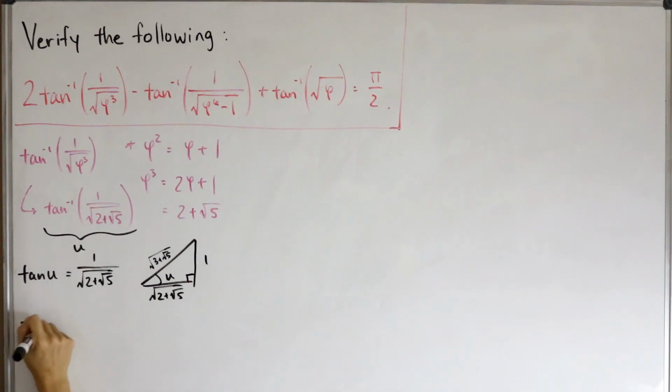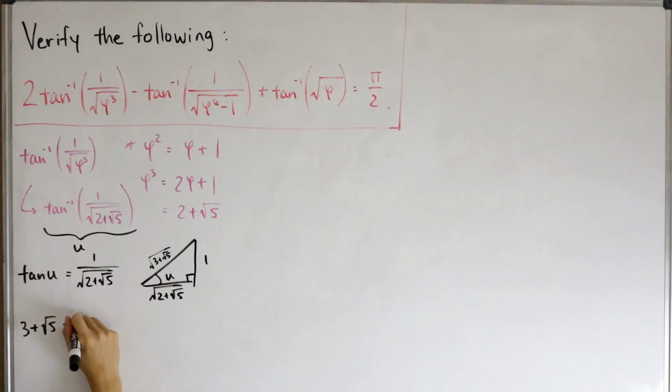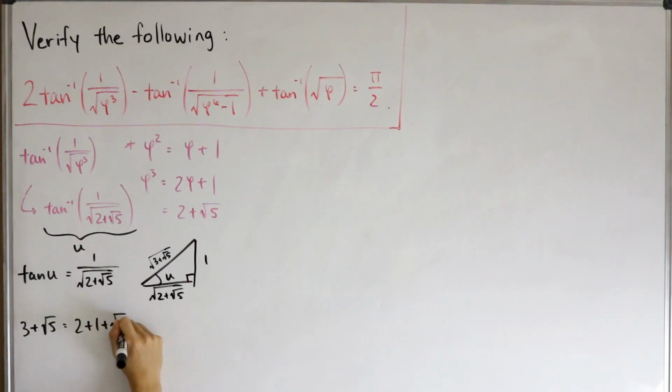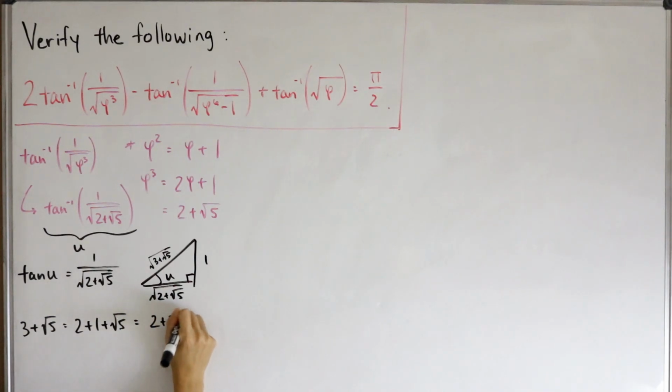So I have 3 plus the square root of 5. In other words, we can write that as 2 plus 1 plus the square root of 5. And that's actually going to lead us to the same thing as 2 plus 2 times the square root of 5. So let me actually write that in full: 2 plus 1 plus the square root of 5, which can also be said as 2 plus 2 times the square root of 5.